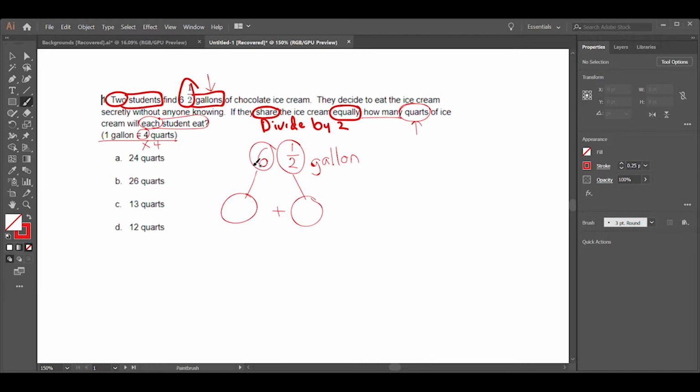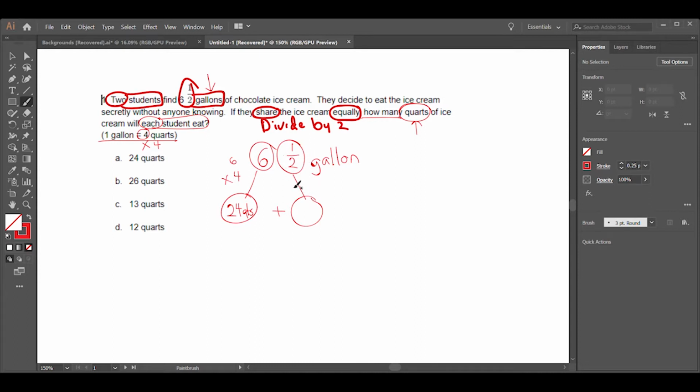Alright, so right here, 6 gallons. To convert those to quarts, I am going to have to multiply by my magic number. So I'm going to multiply by 4. 6 times 4 is 24. So 24 quarts. Let's see if that fits in there.